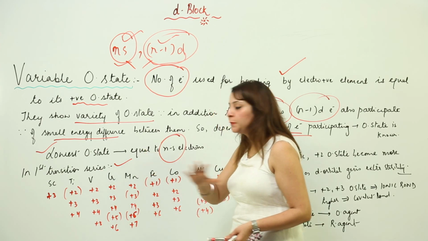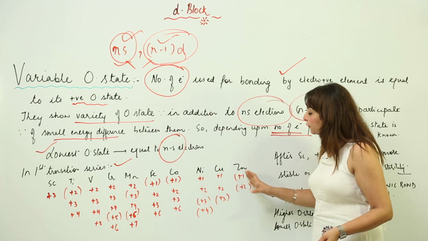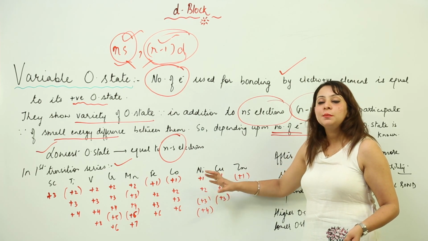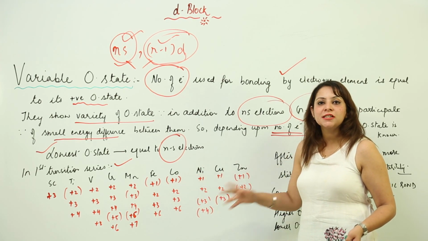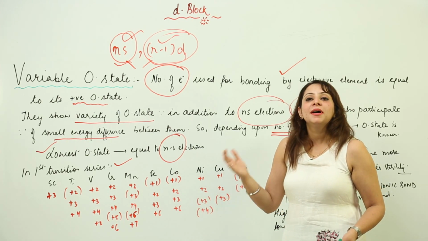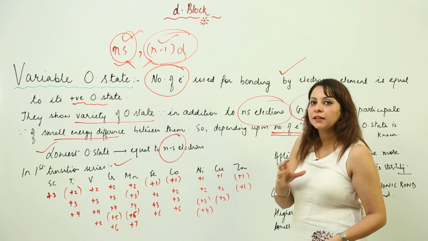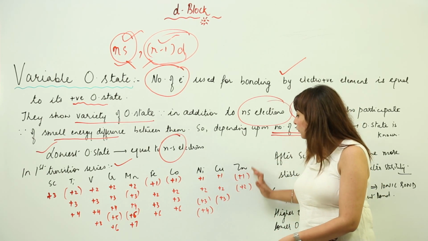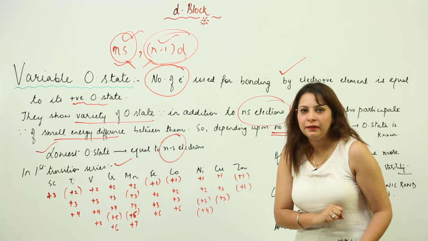And you must be thinking that I have enclosed a few oxidation states in brackets. Do you know what that actually means here? It means that these bracketed oxidation states occur very rarely. These oxidation states, though the elements can show them, the occurrence is very rare. Compounds of the element fulfilling these oxidation states are actually very rare.